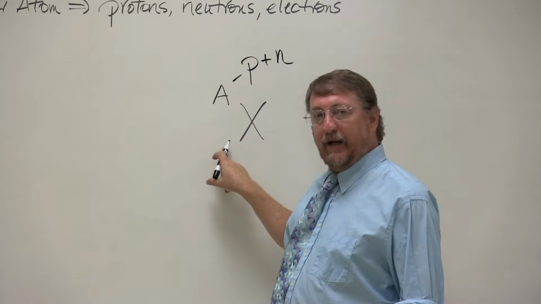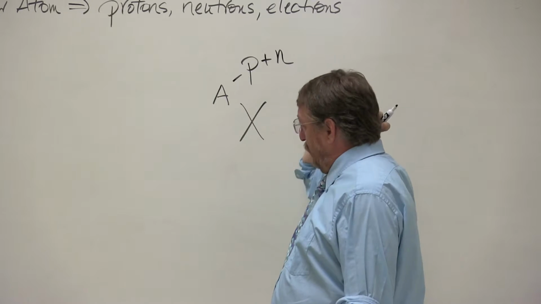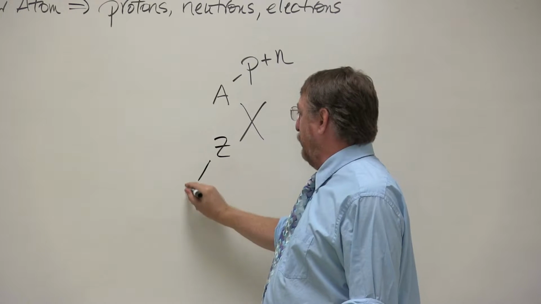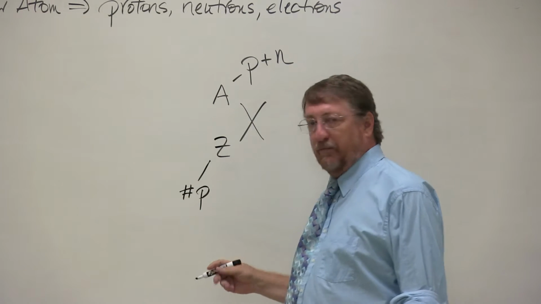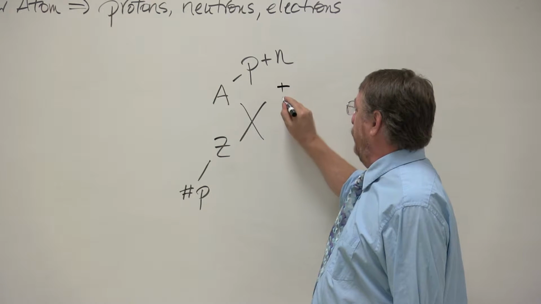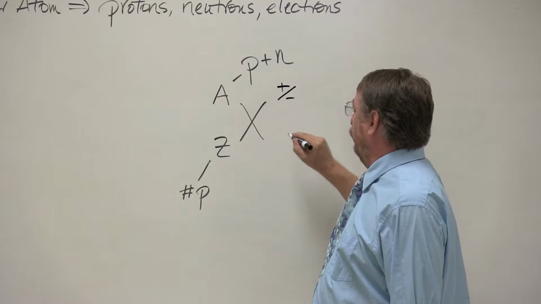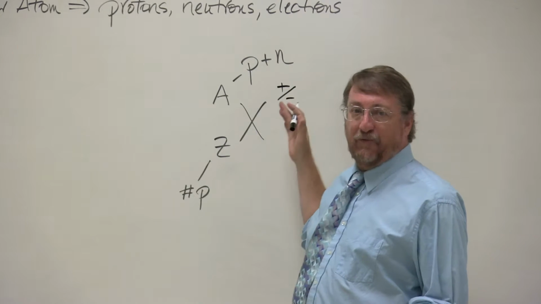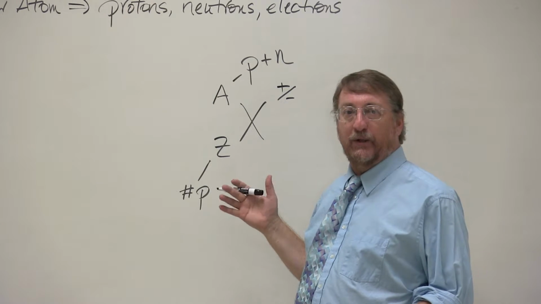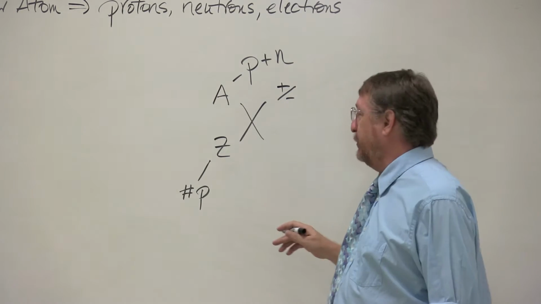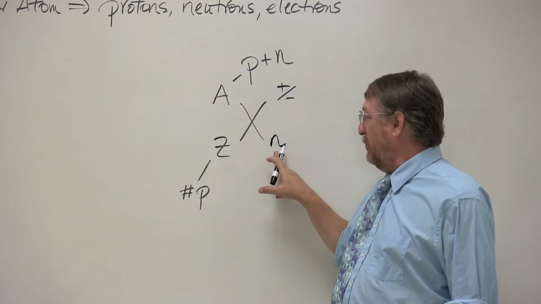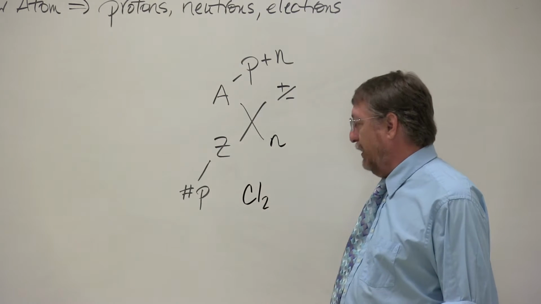Down here, we're going to have the atomic number. For the atomic number we use capital Z, and it's the number of protons found in the nucleus. Up here, we're going to have the charge. This could be positive or negative, and it's the difference between the protons and electrons. If there are more electrons, we have a negative charge. If there are more protons, we have a positive charge. And then down here, we're going to have the number of atoms. You've seen this all through, Cl2, things like that.